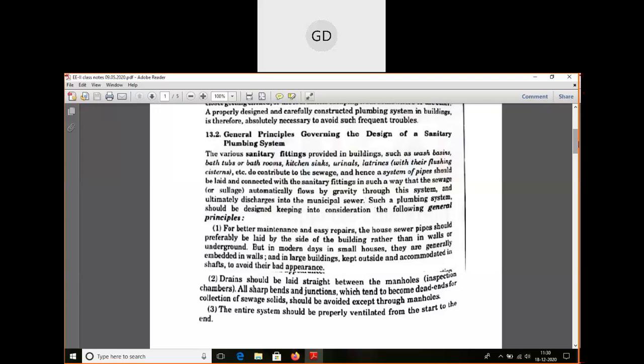Okay, and all the bends and junctions, which might become a dead end for the collection of the sewage solids, should be avoided, except through the manholes.